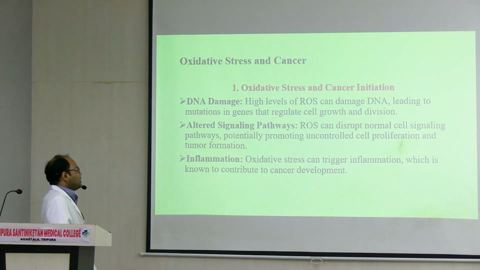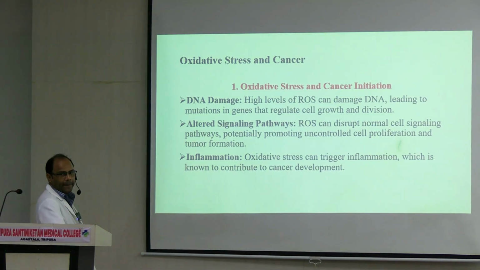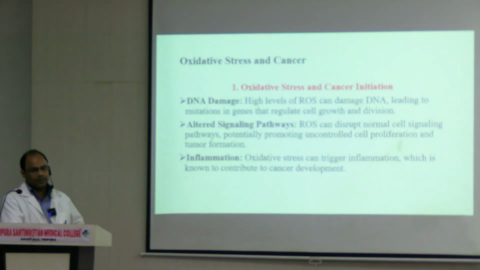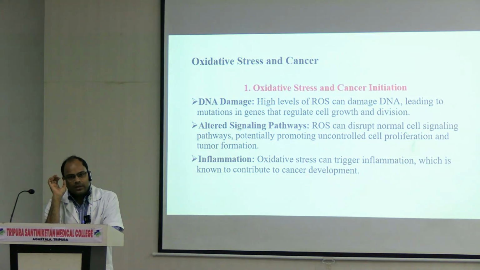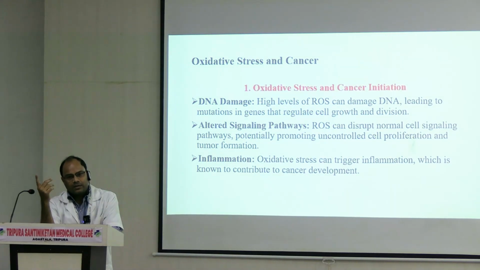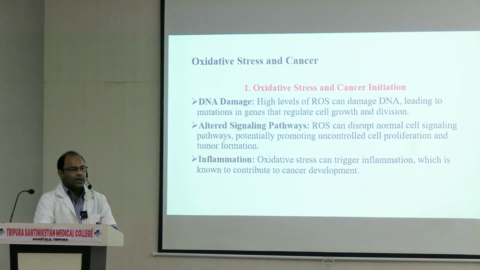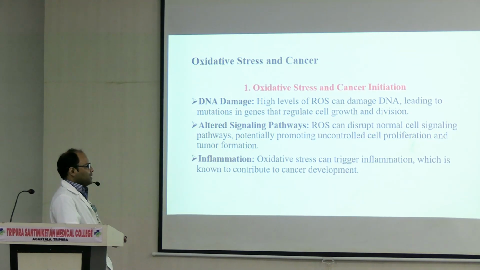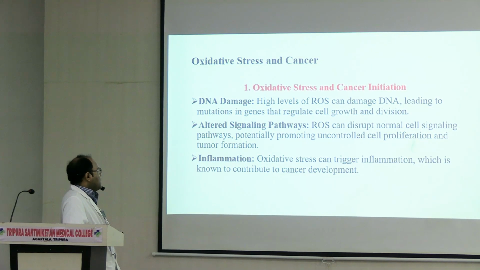High levels of reactive oxygen species can damage DNA, leading to mutation in the gene that regulates cell growth and division. What is a gene? A gene is a part of DNA, a specific part of DNA. This part can transcribe, make messenger RNA. This messenger RNA can generate a protein. This protein can go and act. Each different protein has a different gene, and this gene is located in the DNA. So oxidative stress can damage DNA and cause mutation to the gene that regulates cell growth and division.